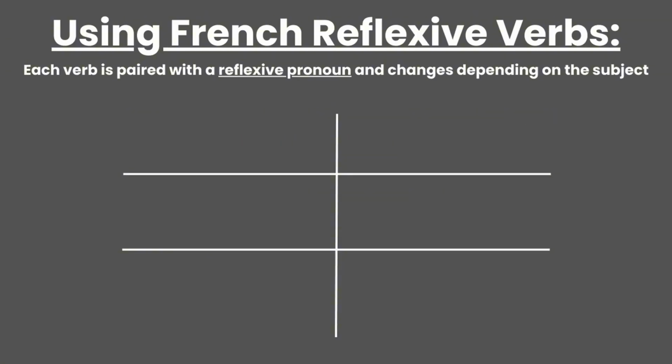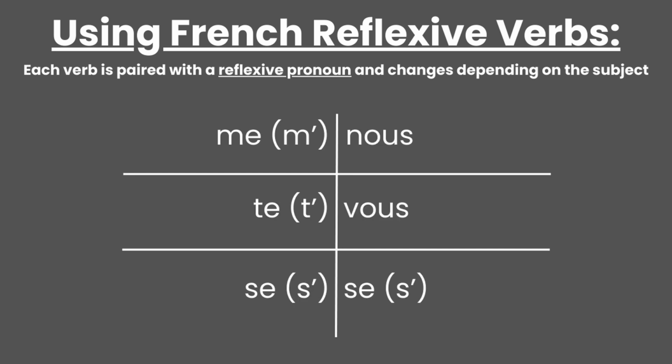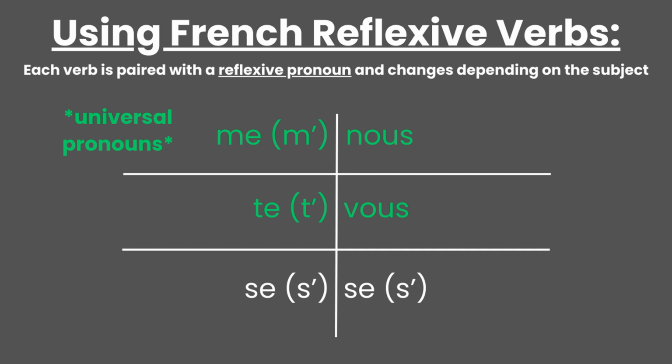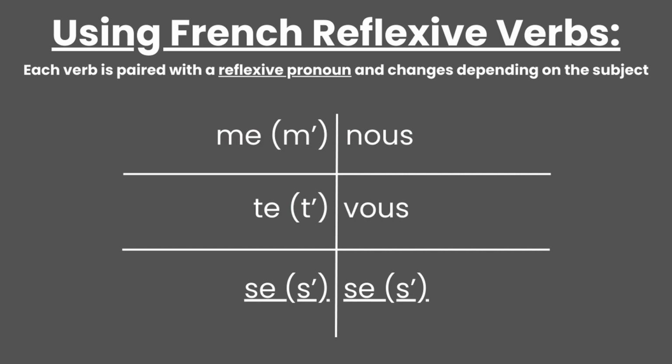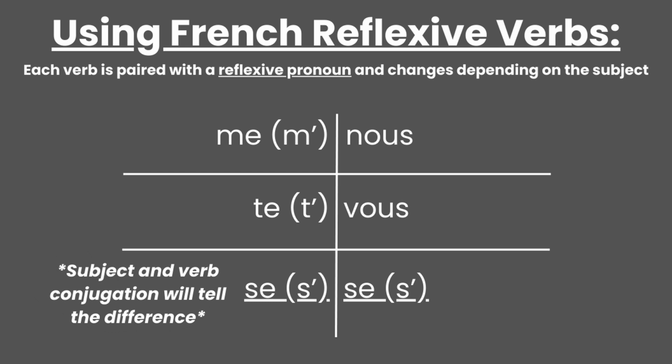When it comes to using reflexive verbs, each verb is paired with a reflexive pronoun that changes depending on the subject. Me, me. Te, t. Se, s. Nous, vous, se, s. As you can see, the forms of the words are universal across many pronouns in French, so they're simply borrowed. Also, the pronoun se is the same for the singular and plural third person, and so the subject and verb conjugation will tell the difference.